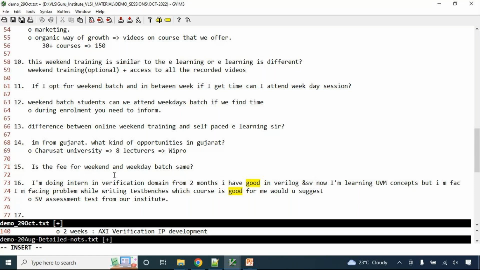See, it's all simple. I didn't say you are good or you are bad. I can't say, because I need to do the assessment. Based on that only I can tell you what your learning understanding of SV is. If you are good with SV, then I would suggest you directly go with UVM. Otherwise, you can do one complete project based on SV, then you go for UVM.